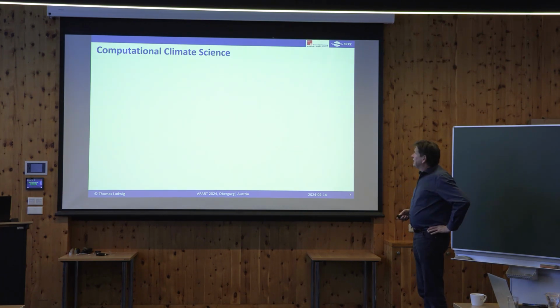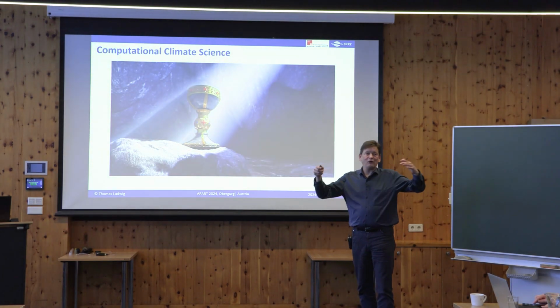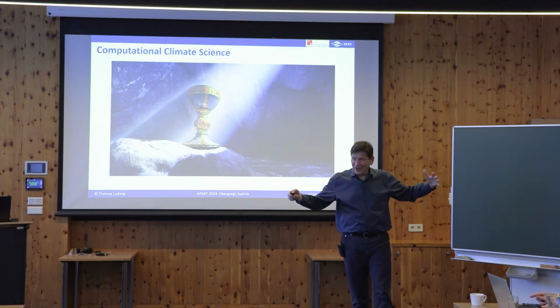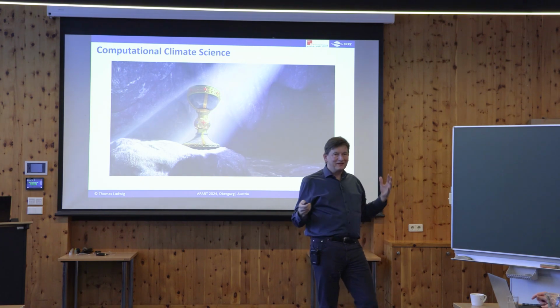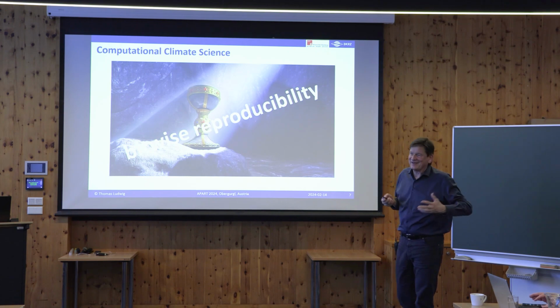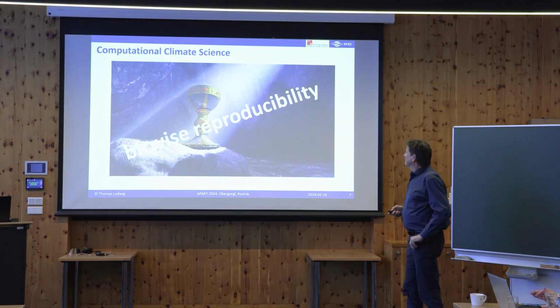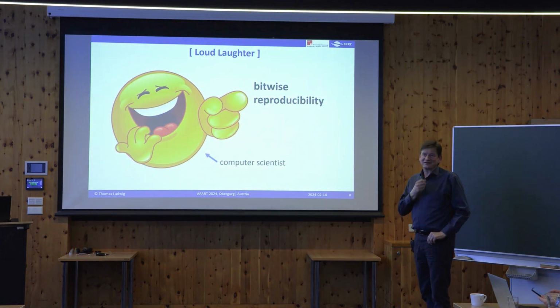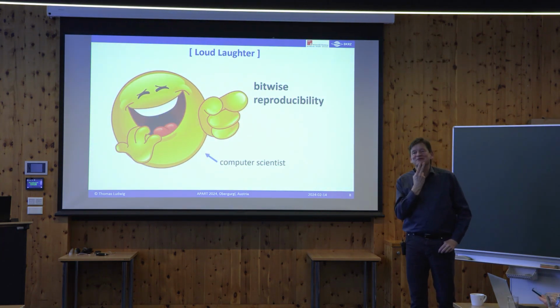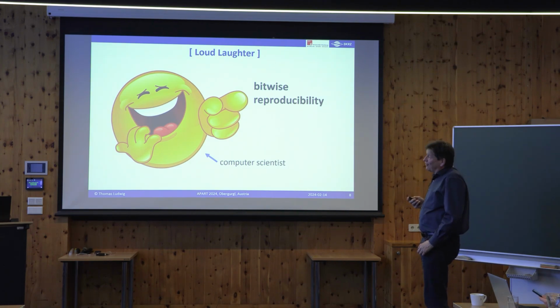So let's speak about climate science, about my customers, so to say, from the Climate Computing Center. The holy grail of climate science modeling, what will it be? Bitwise reproducibility, of course. That is what they always speak about. We will dive into the details in a moment. This is what the computer scientist says about that, because we will see, is there a chance to have it? And if yes, how much does it cost?